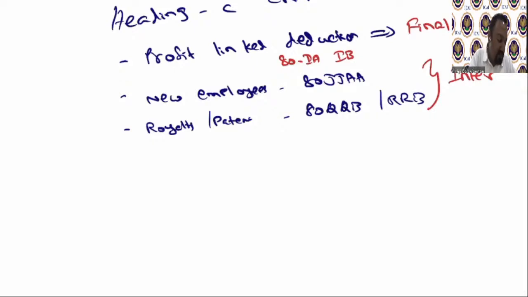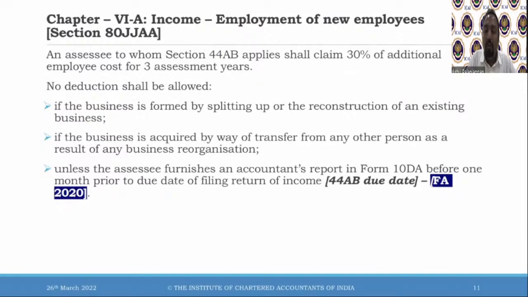We are going to understand the first one, 80JJAA, that is relating to additional employee cost. As we said, it is for new employees. It is only applicable to an assessee to whom section 44AB is applicable. 44AB is tax audit. So it is only applicable for tax audit cases. They shall claim 30% of additional employee cost.